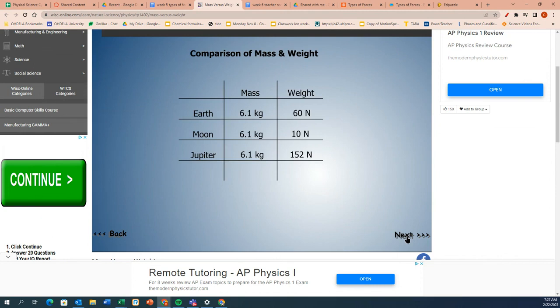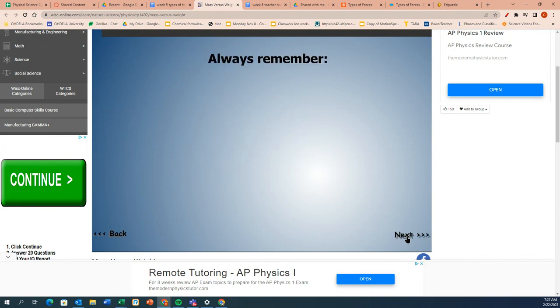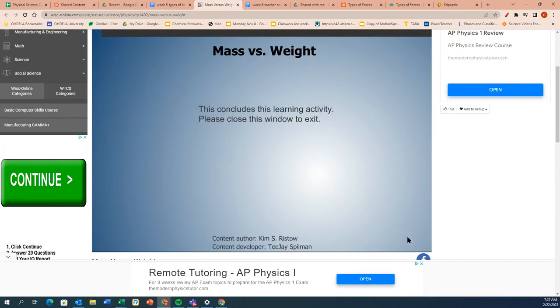So, comparing mass and weight. Earth: the mass is 6.1 kilograms, the weight is 60 newtons. Moon: the mass of the bowling ball is 6.1 kilograms, the weight is 10 newtons. Jupiter: the mass is 6.1 kilograms, the weight is 152 newtons. Always remember, mass stays the same, weight can change with location. This concludes our demonstration.